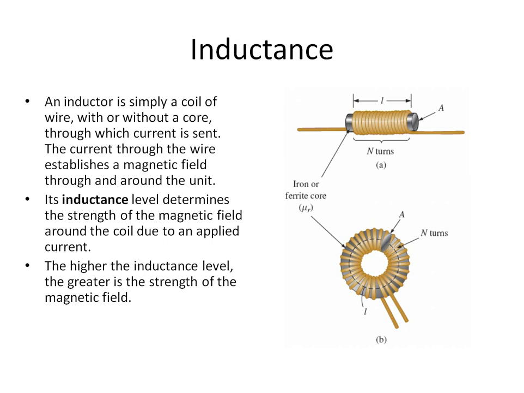But what is an inductor? An inductor is simply a coil of wire with or without a core through which current is sent. The current through the wire establishes a magnetic field through and around the unit. Now, the higher the inductance level, the greater is the strength of the magnetic field. Again, an inductor stores energy, and it stores energy as an electromagnetic field. So therefore, if the magnetic field is stronger, it's storing more energy.